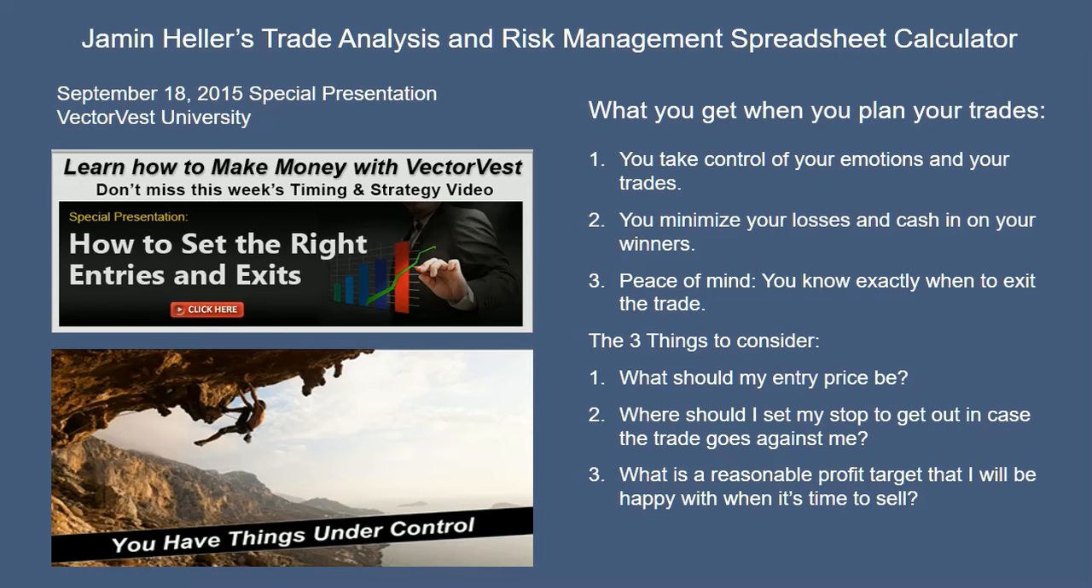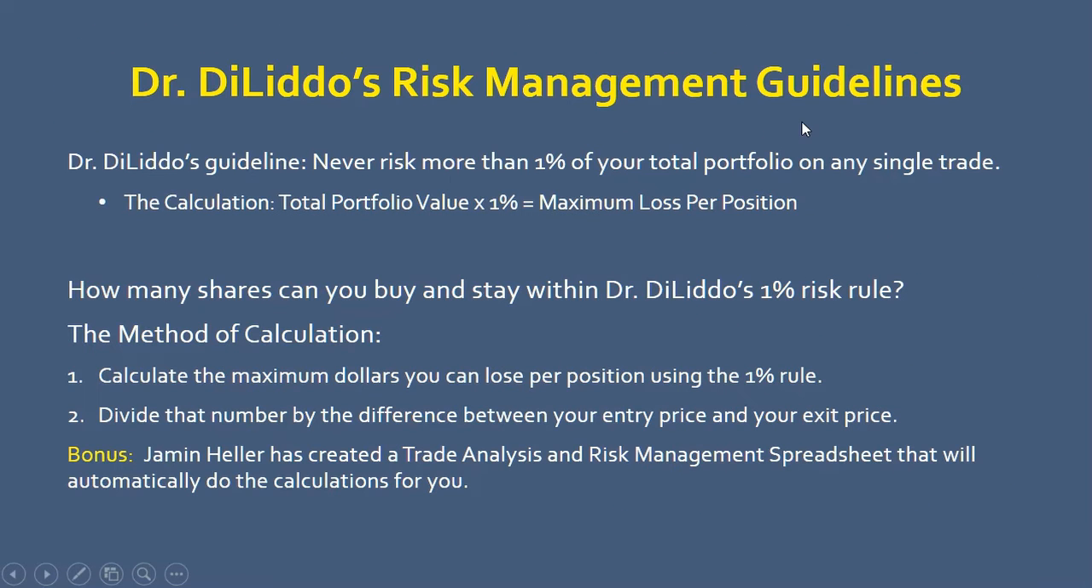All right, so it really starts with Dr. Delito's risk management guidelines. When we set up our portfolio, Dr. Delito's guideline is never risk more than 1% of your total portfolio on any single trade. And the calculation is you take your total portfolio value times 1% equals the maximum loss per position. So if you have a $100,000 portfolio and your risk guideline is 1%, that means the most you can lose on any one trade is $1,000.